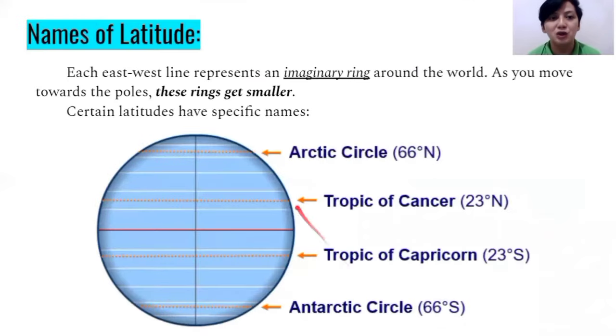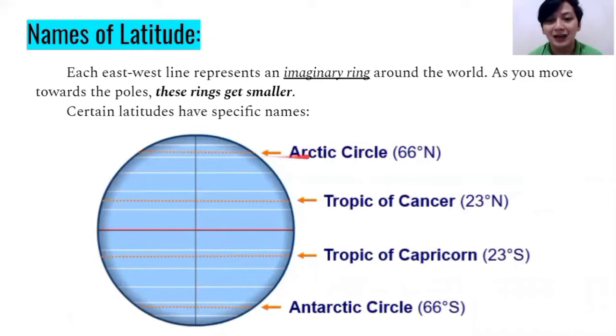And these latitudes have special names. Each east-west line represents an imaginary ring around the world. So as you move towards the poles, these rings get smaller. So as you can see, the rings become smaller as you go up. And as you go down here, the rings get smaller too. And it has a specific name.